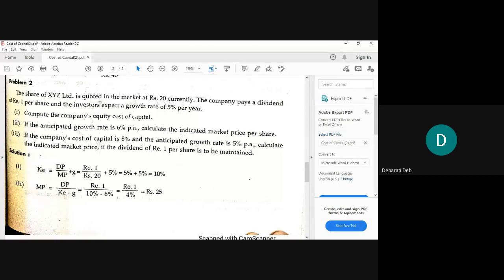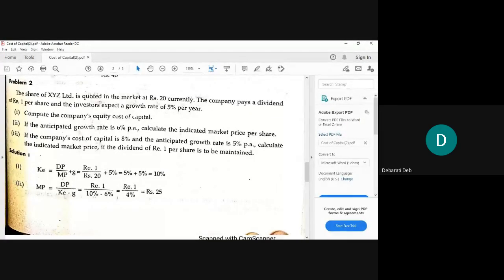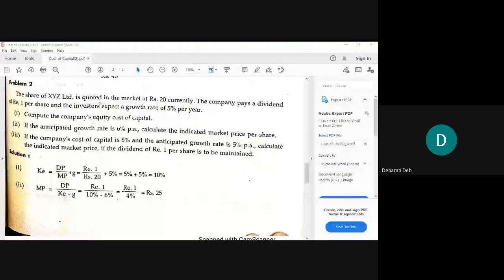Number 1 is compute the company's equity cost of capital. This is what we will do here. We will just apply the normal formula that you know, dP by MP plus G, and find out the value of cost of equity share capital. Quickly do it. The number 1 under problem 2 Roman 1 you write KE equals to dP by MP plus G. You know this formula, you have written it yesterday also, we used this formula. It is dP by MP plus G.